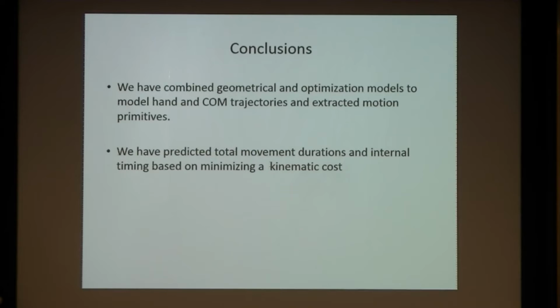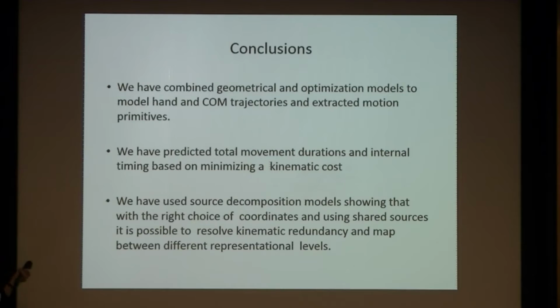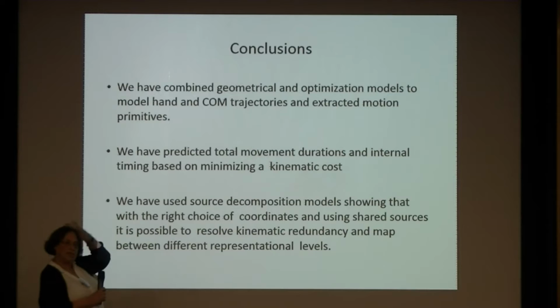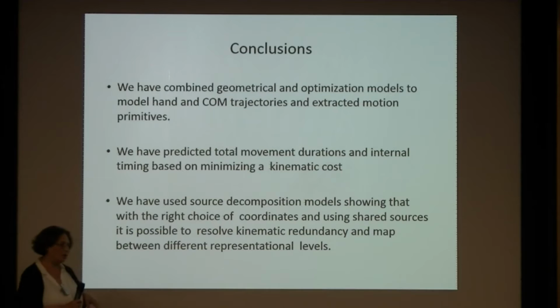Total movement duration can show dependency on distance if you have Weber's law and conservation laws, but unfortunately the data does not support this kind of assumption. So the question is why? Because you minimize movement, which is a good model, or you minimize duration, and you still don't have these conservation laws. And finally, there is this new model of decomposing joint and end-effector into similar sources, and it allows you to move between the different hierarchical levels. So that's it. Thank you.